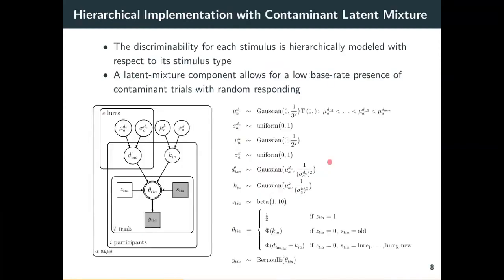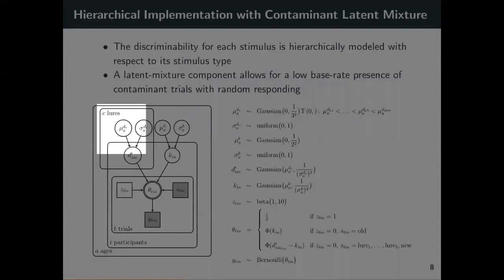We implement this signal detection theory model as a Bayesian graphical model in JAX, and here's the graphical model that spells out the details of the modeling assumptions. The two important points are that both the d primes for the various lures and new stimuli and the old stimuli are modeled hierarchically, as is the criterion value across participants. So every individual has their own set of d primes and criteria, but these come from group distributions with means and standard deviations.